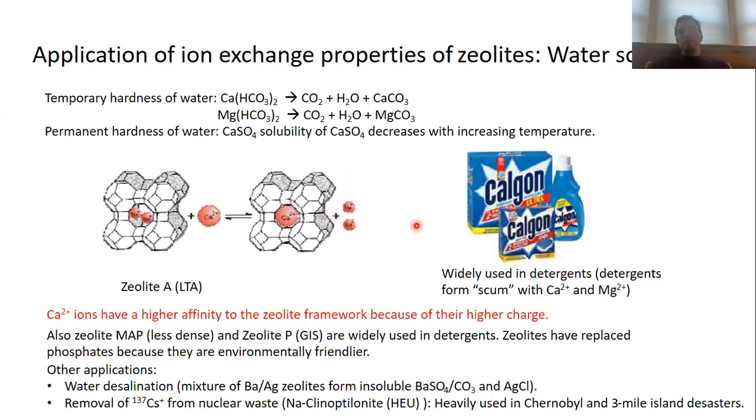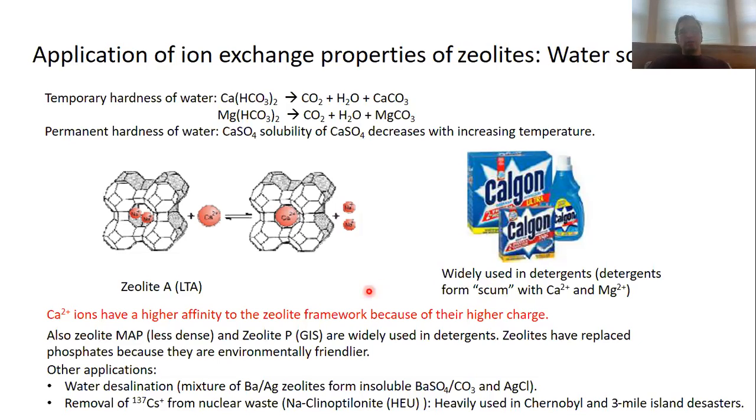Okay, so zeolites are also often used in detergents because the hardness of water actually leads to a so-called scum, and that's nothing else but a precipitation reaction between anionic surfactants and calcium 2+ and magnesium 2+. So in the presence of the zeolite, well, this scum forming doesn't happen anymore, just because again the zeolite exchanges the sodium+ ion for the calcium 2+ ions.